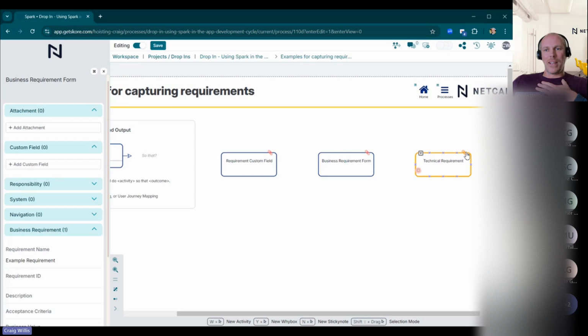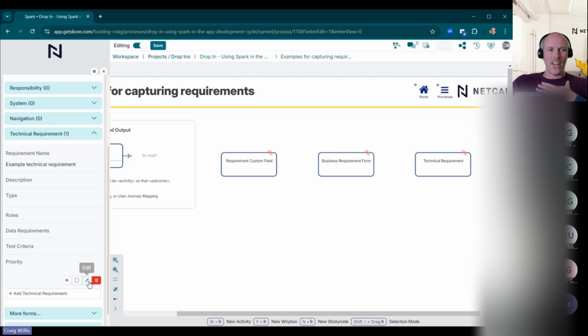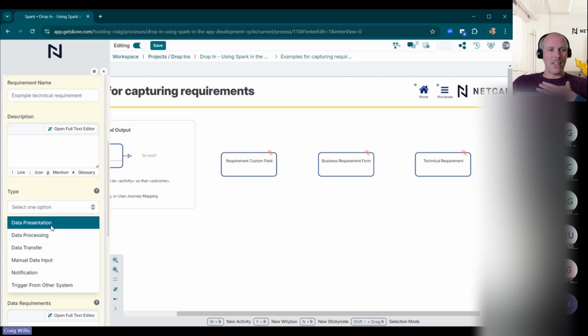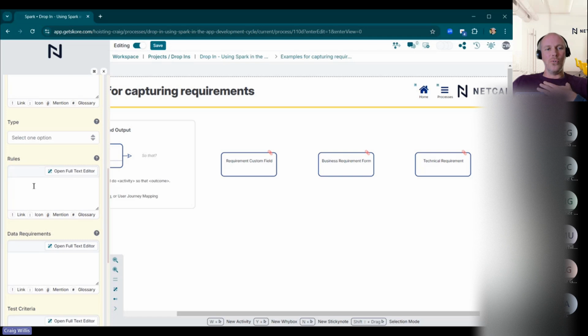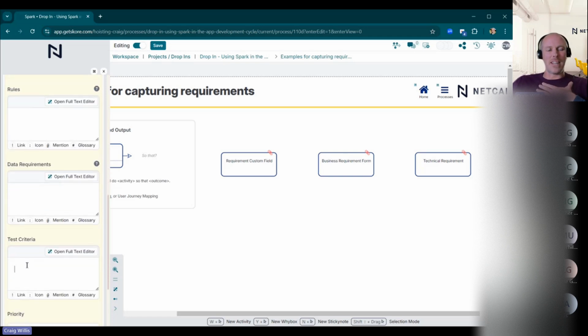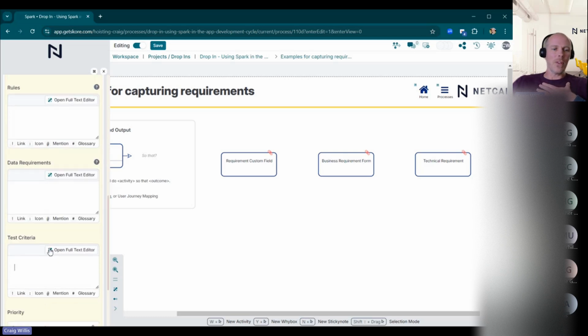And very, very quickly, I've got an example of a technical requirement here. So again, it's just a form. This is a slightly different one, but this goes into technical descriptions. So we're looking at, from a data perspective, are we presenting data, processing it, transferring it, manually inputting notifications? What are the rules that might need to be applied? What types of data there might be? Again, test criteria for the data or the transformation, and then some sort of priority.